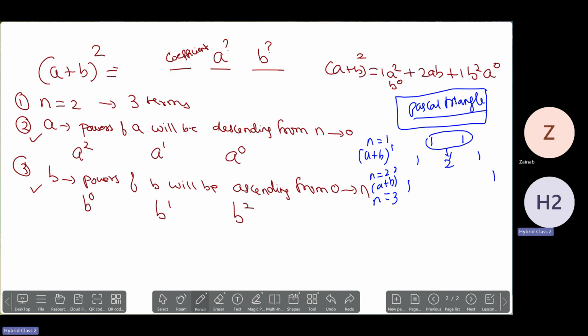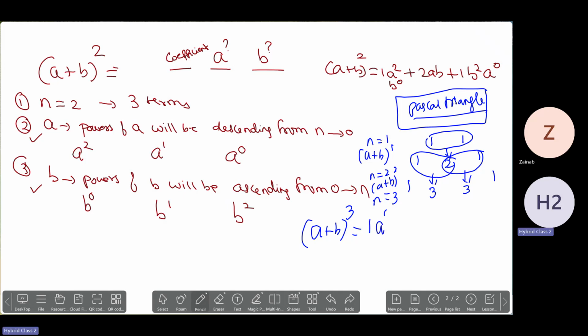So n equal to 3, what are going to be the coefficients? 1, last number 1. N equal to 3 means how many terms will come? 4 terms. So first term coefficient 1, last term coefficient 1. The middle two terms, what are going to come? 2 plus 1, what do you get? 3. That is going to be here. So this is the coefficient. Can you tell what is going to be the answer for (a plus b) the whole cube, since we know all the three components?